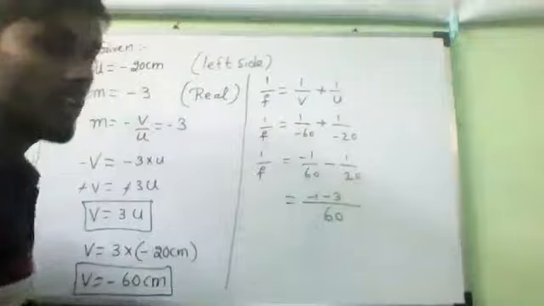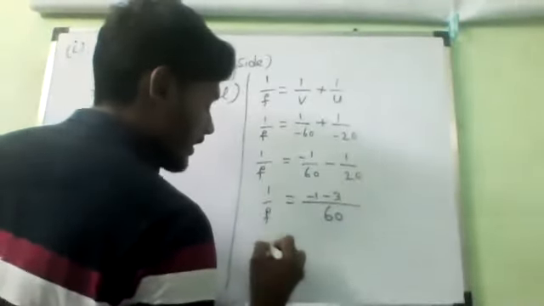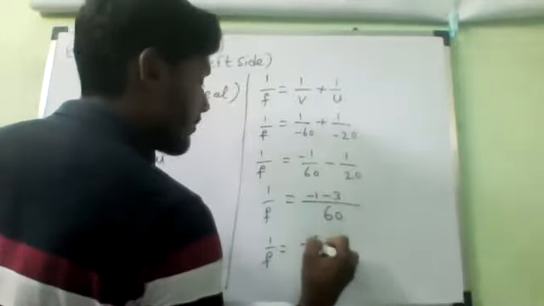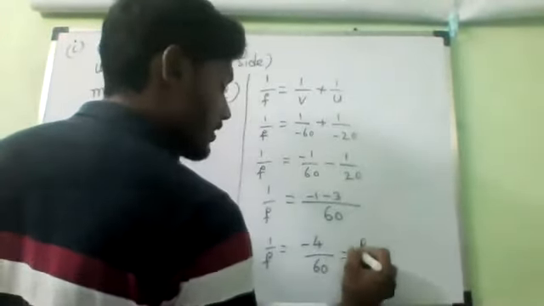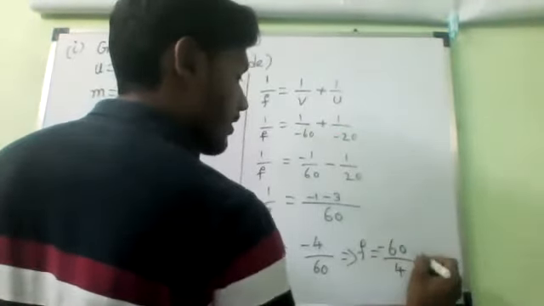Minus 1, minus 3 will come. Is it yes or no? Yes, sir. So 1 by f equals to minus 4 minus by 3, minus 4 divided by 60, which is equals to f. All of you solve it fast and tell me, minus 60 divided by 4 centimeter.